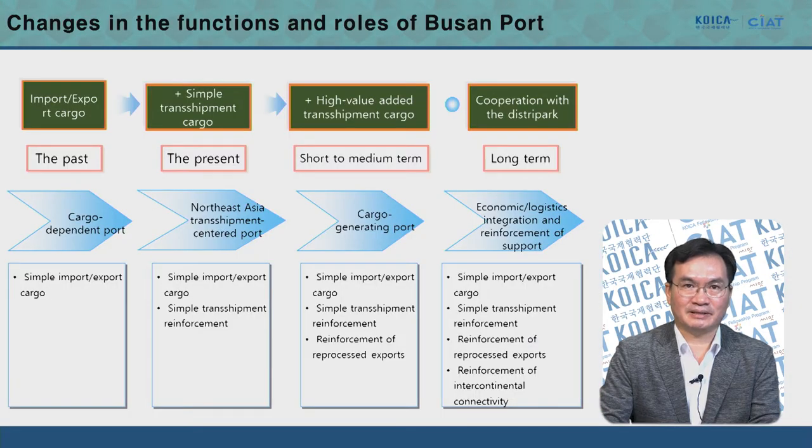I would like to take a look at the changing functions and roles of the port industry. In the past, as a cargo-dependent port, Busan Port simply performed the function of a gateway port. Currently, this port serves as a transshipment center for Northeast Asia, and simple transshipment cargo has been added to the import-export cargo. In the short to medium term, the port serves as a cargo-generating port with import-export cargo plus simple transshipment cargo plus high-value-added transshipment cargo.